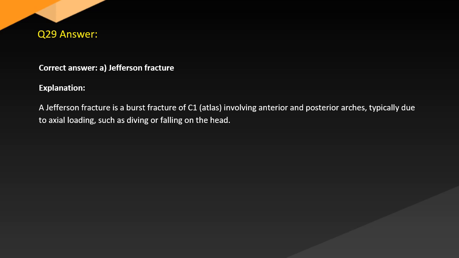Answer. Correct answer: A. Jefferson fracture. Explanation. A Jefferson fracture is a burst fracture of C1, the atlas, involving anterior and posterior arches, typically due to axial loading, such as diving or falling on the head.